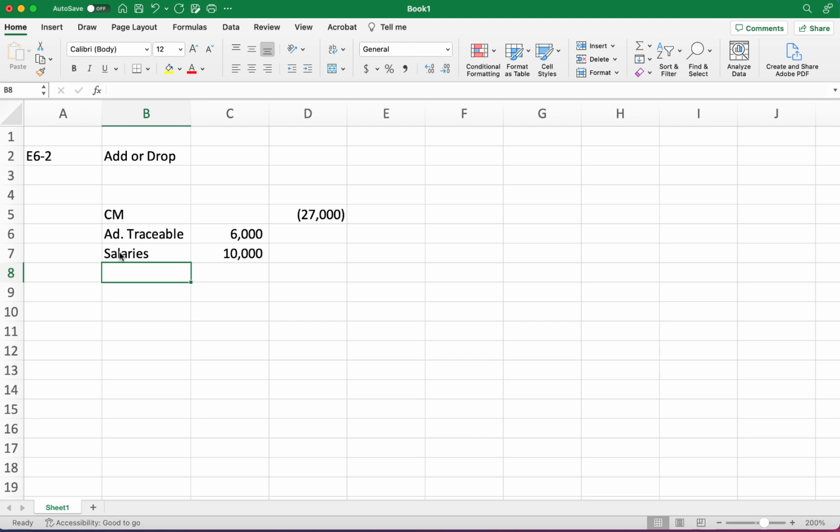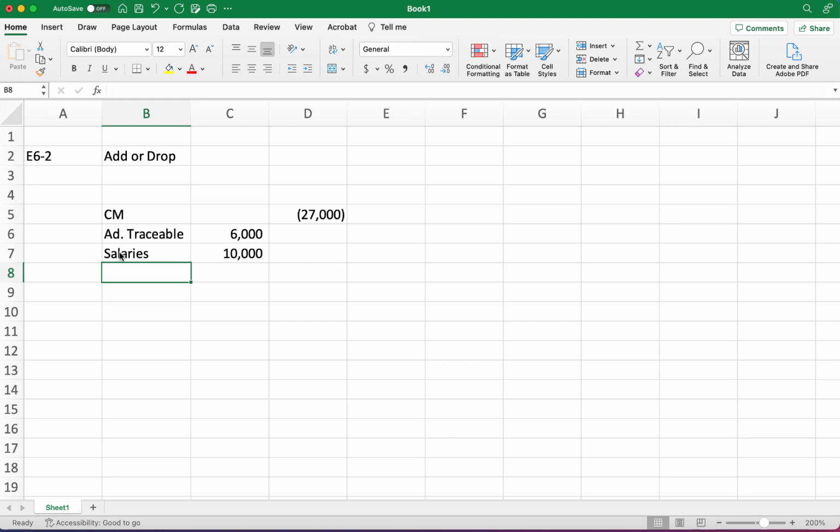The next line is the allocated common fixed expenses. Well, they're fixed expenses that are common. However, incorrectly, I might add, this management team allocated those common fixed costs to each of the product lines. Well, right off the bat, that's incorrect, right? They're common fixed costs. If they're common, we do not allocate them to a division or to a product line.